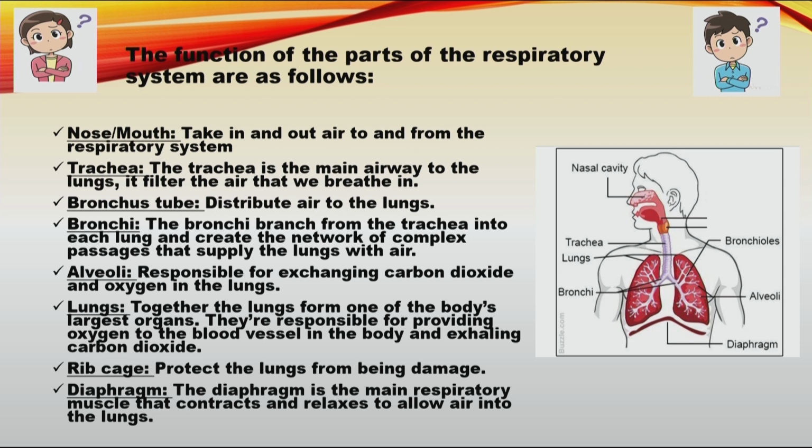The rib cage protects the lungs from being damaged. And last but not least, we have the diaphragm. The diaphragm is the main respiratory muscle that contracts and relaxes to allow air into the lungs.